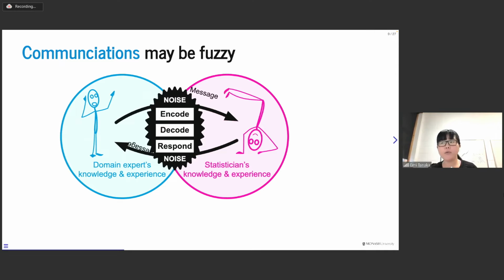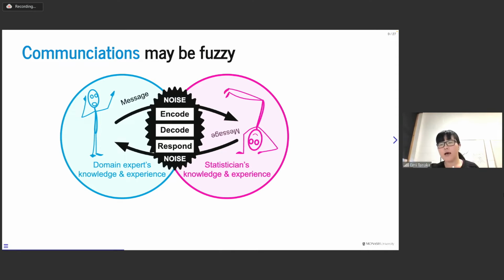So one proposed communication model is the transactional communication model, which I've depicted here, where we've got two people. One is a domain expert, the other is a statistician. Essentially, as the domain expert is passing along their message, there's noise that comes into place. So by the time the message gets through to the statistician and the person has to decode the message, that decoded message may not be exactly as intended by the domain expert.